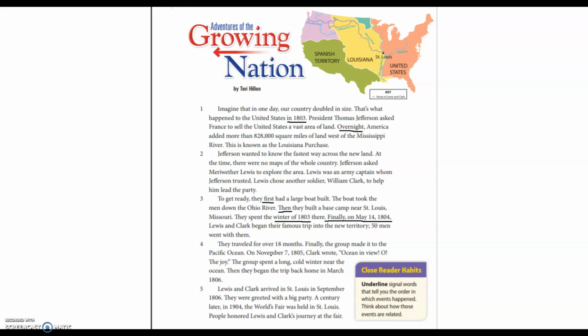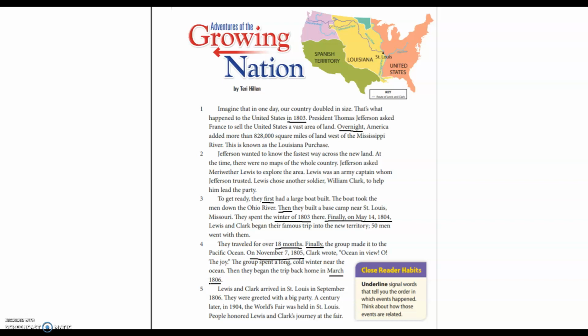They traveled for over 18 months. 18 months tells us how long. Finally, the group made it to the Pacific Ocean. On November 7, 1805, Clark wrote, "Ocean in view, oh the joy." The group spent a long cold winter near the ocean. They began the trip back home in March 1806. These dates tell us when these events happened.